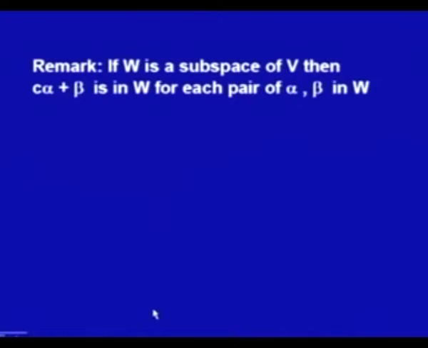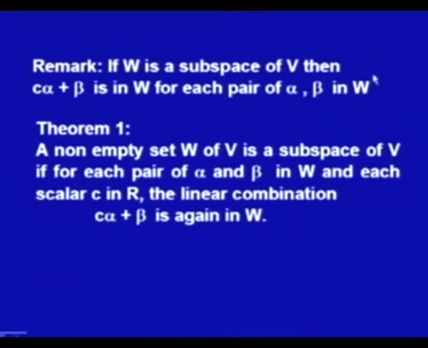So, we can put a remark here that if W is a subspace of V, then C alpha plus beta is in W for each pair of alpha, beta in W, and if this is there, then we can say that W is a subspace. So, this is given in the form of the theorem. It states that a non-empty set W of V is a subspace of V if for each pair of alpha and beta in W and each scalar C in R, this linear combination C alpha plus beta is again in W. So, if this condition is satisfied, then W is a subspace, or if W is a subspace, then C alpha plus beta is again in W. So, we have proved this theorem.